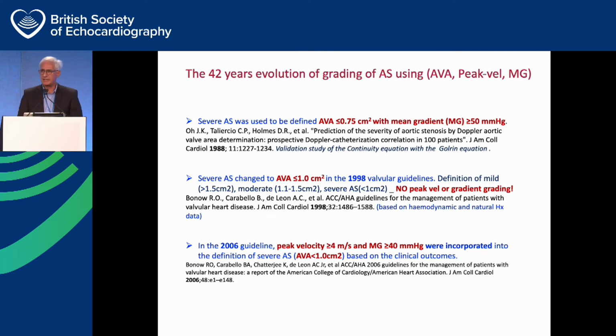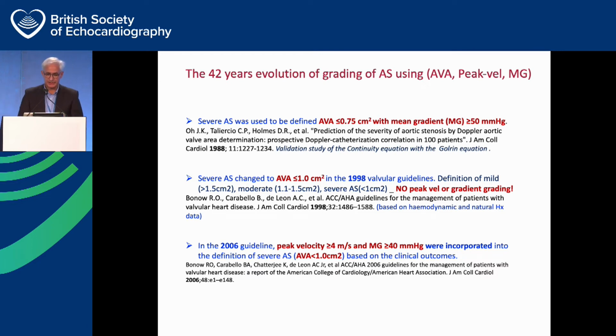In 1998, 10 years later, the AHA and ACC guidelines defined the grades of aortic valve stenosis: mild, more than 1.5 centimeters squared, moderate between 1.1 and 1.5, and severe 1 or less than 1 centimeter squared. Note that they have not really used for grading purposes either peak velocity or the mean gradient.